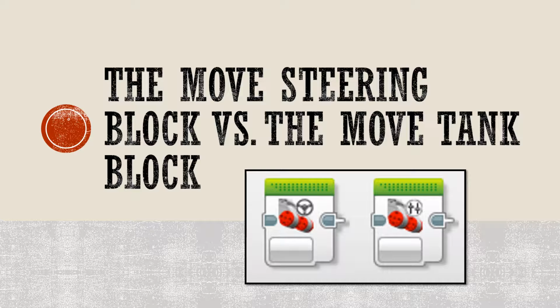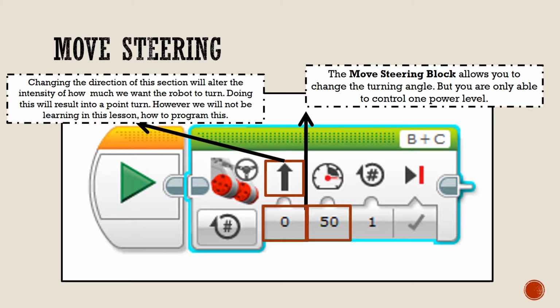There are two types of move blocks: the move steering block and the move tank block. So far we have discussed only the move steering block. In the move steering block, changing the direction will alter the intensity of the turn. The block allows you to change the angle of the turn, but you are only able to control one motor. We will not be learning to use this.